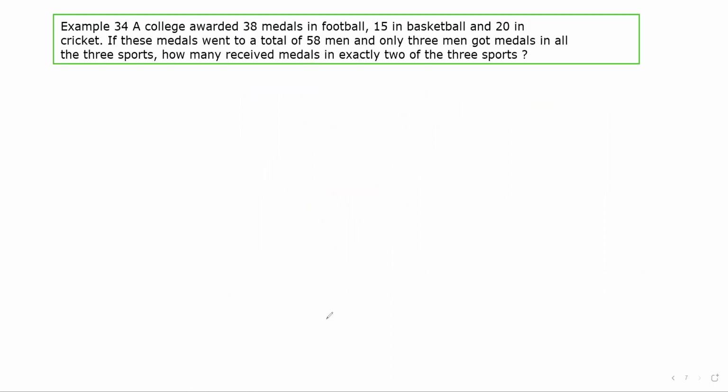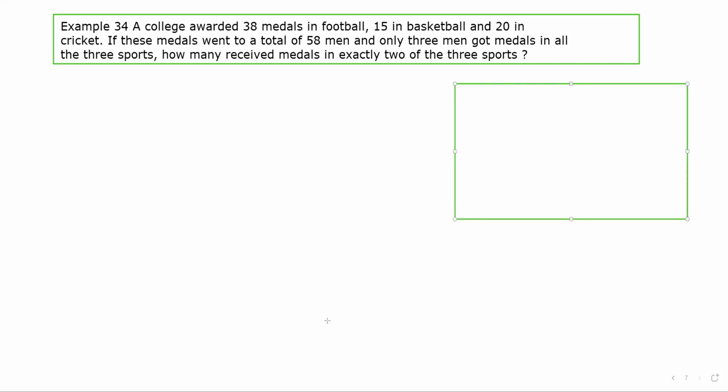Next, a college awarded 37 medals for football, 15 for basketball, 20 for cricket. If these medals went to a total of 58 men and only 3 men got medals in all 3 sports, how many received medals in exactly 2 of the 3 sports? So let's draw a Venn diagram for the given data.